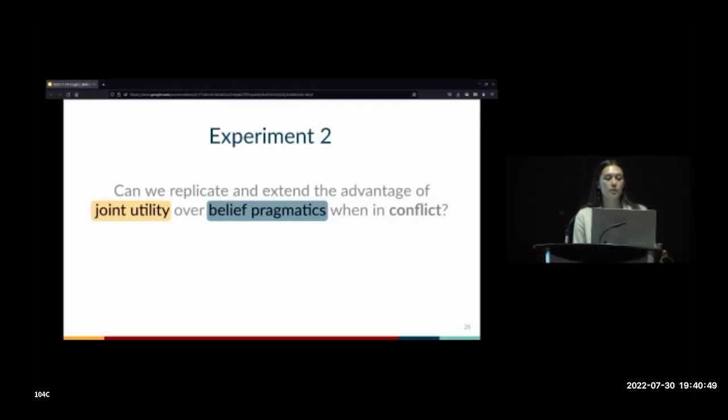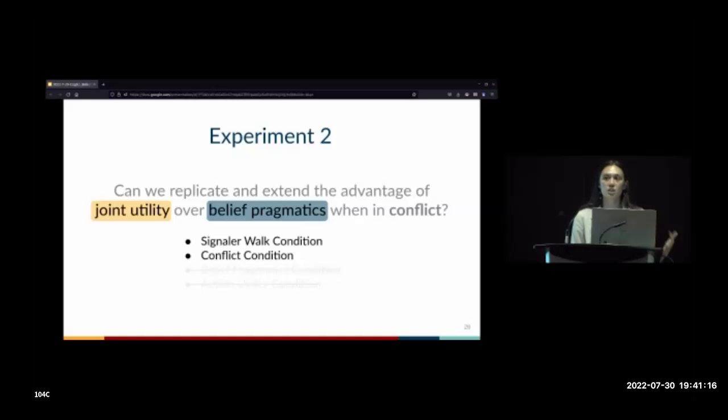So we wanted to look at this. And previously what we found is evidence for both belief pragmatics and joint utility in this task, and some suggestion that maybe joint utility is a little bit more robust or a little bit easier. And in experiment 2, what we want to do is focus on this contrast between these two particular strategies and replicate and extend some of the findings that we found in experiment 1. So what did we do?